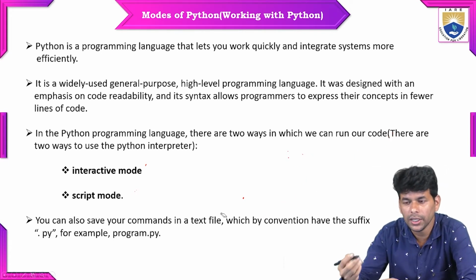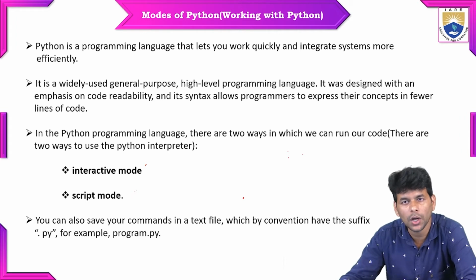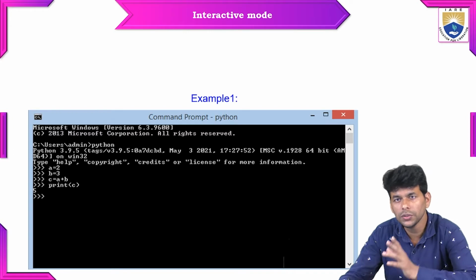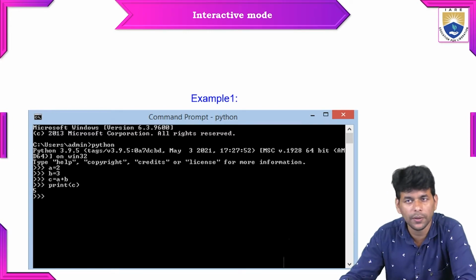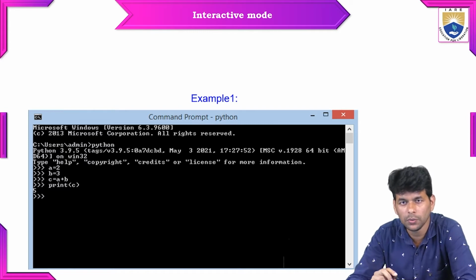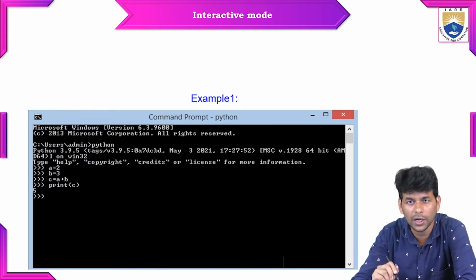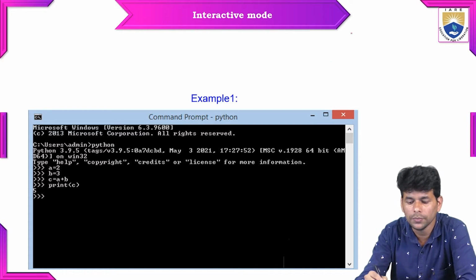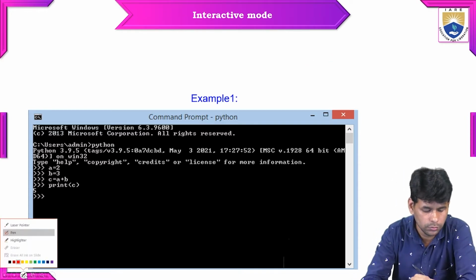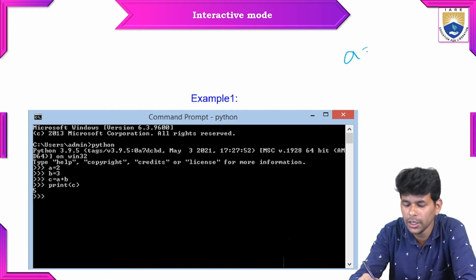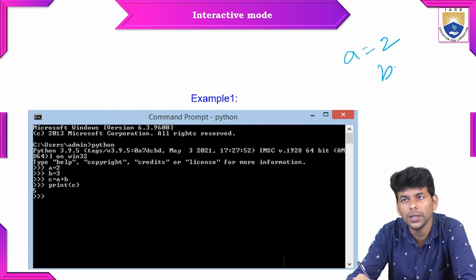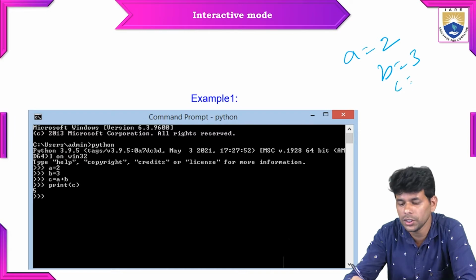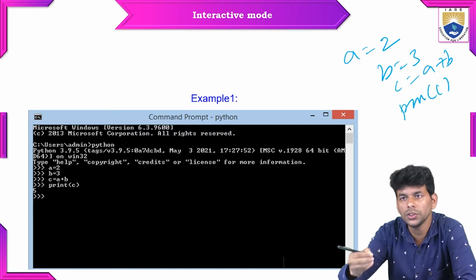When it comes under the interactive mode, how does it look and how are we executing? We will see here. This is called the command prompt. Everyone is very well aware of the command prompt. Is it clear? We open the command prompt, and in it we write a equal to 2, b equal to 3, then c equal to a plus b, then print of c.